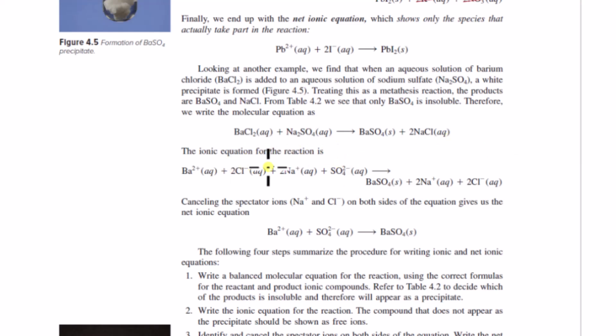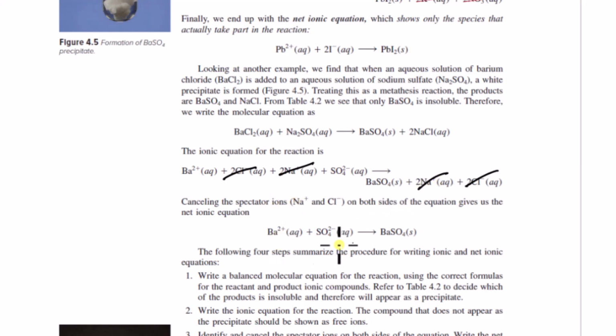Then we come to the ionic equation. With precipitation reactions, these are all ionic compounds, so strong electrolytes. So anything that's aqueous, we break up into the component ions and put the correct coefficients. Do this on both sides of the reaction, anything that's aqueous, to get the ionic equation. Then for the net ionic equation, we just cancel the spectator ions. Here, Na+ is a spectator and Cl- is a spectator. And you're left with the net ionic equation.